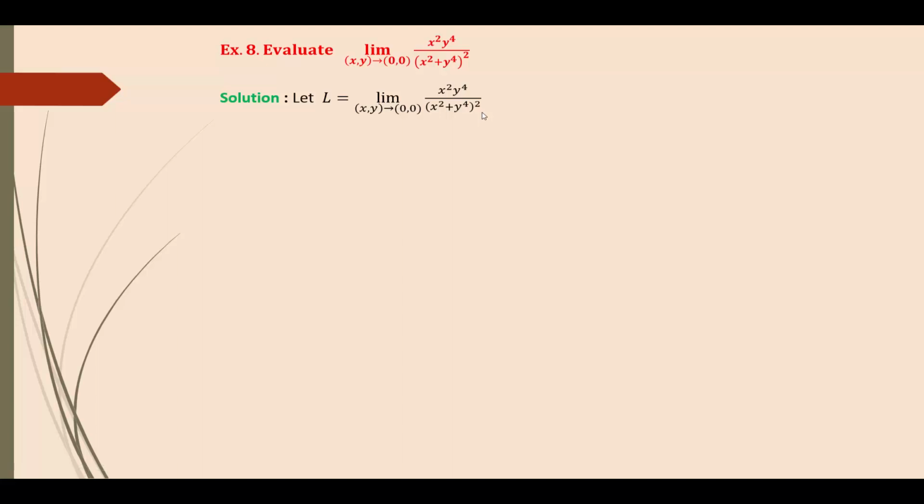Evaluate this limit along different paths. First choose the path x axis, that is y equal to 0. Now here put the value of y as 0, so L equal to limit as x tends to 0. Put y is 0, so the numerator is 0 upon x square plus 0. 0 upon any term is 0 and the limit of 0 is 0. Denote this as equation number 1.